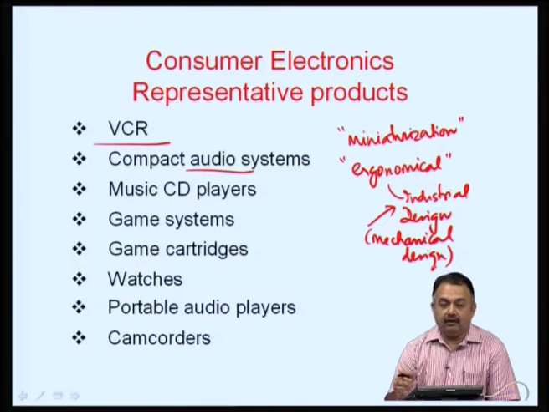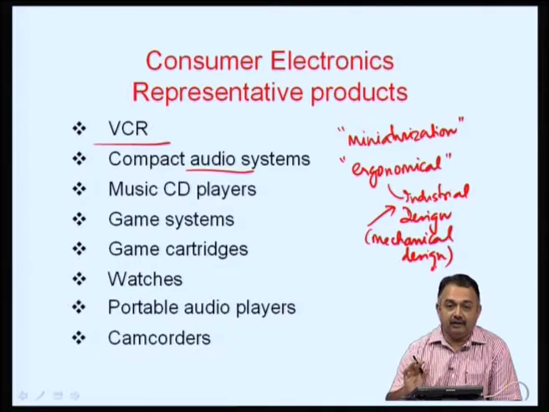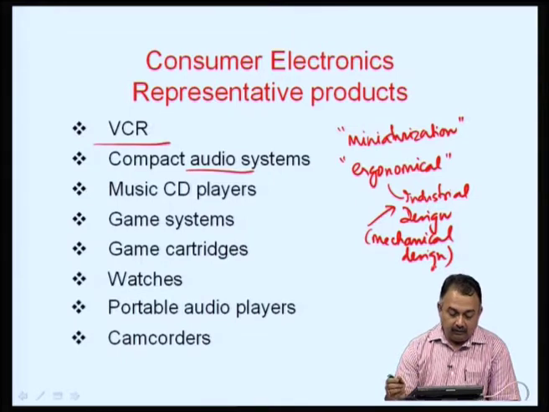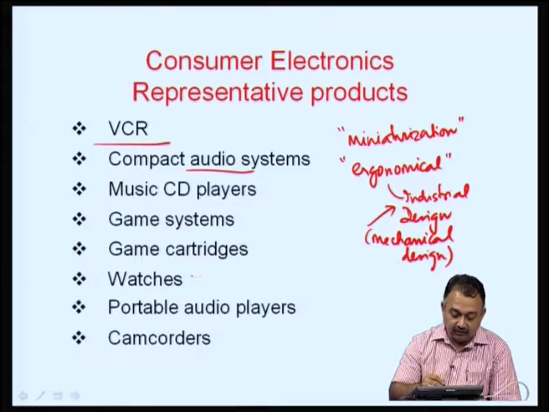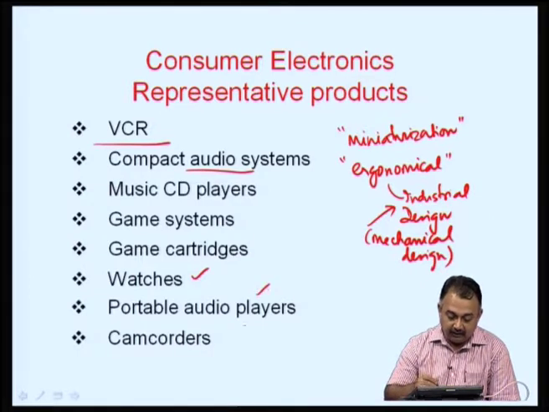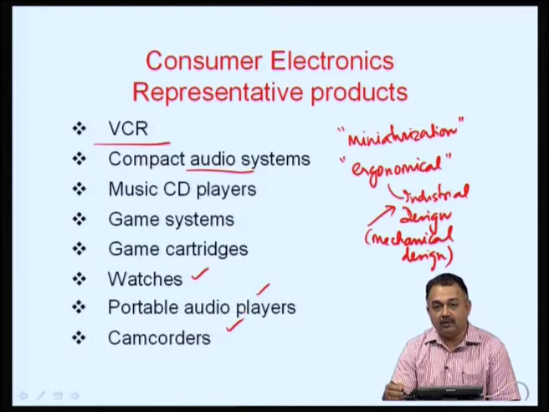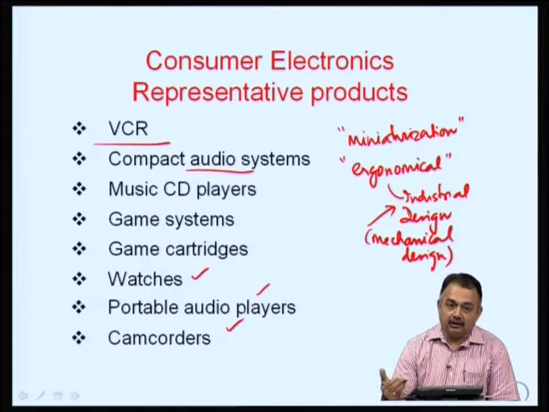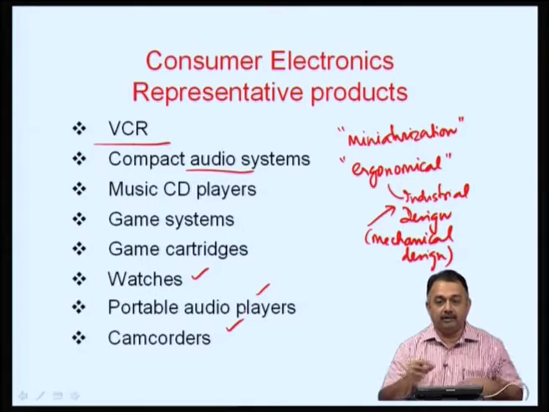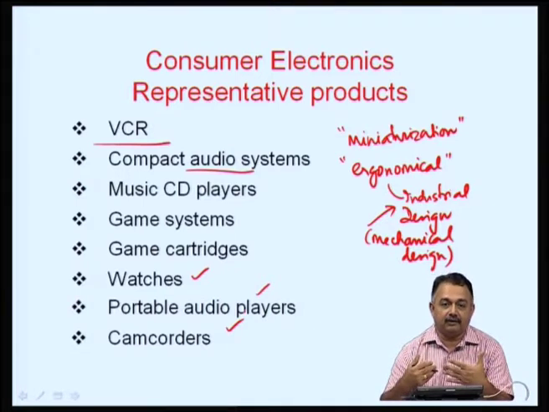This is a completely different topic, but very essential for product packaging. Now, we talk about other representative products: game systems, cartridges, watches, portable audio players, camcorders, cameras and so on. For example, if you open up a camera or camcorder today, you will see a very thin flexible substrate which houses all of your components and interconnections on that flexible substrate.